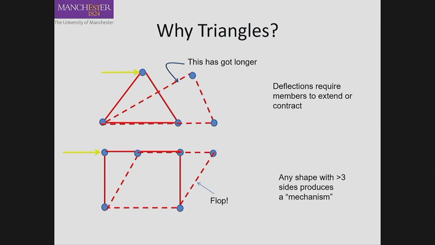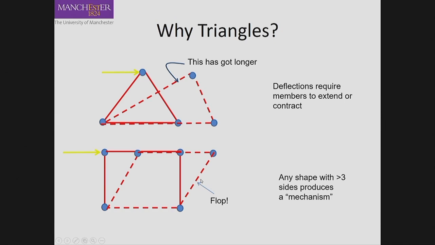However small it could be. A mechanism, in this case, the bottom picture does not carry that load. It simply goes into a motion or a movement. So that's the basic principle in terms of the triangle, and they're very efficient as well. So any shape with more than three sides with hinge connections produces a mechanism.